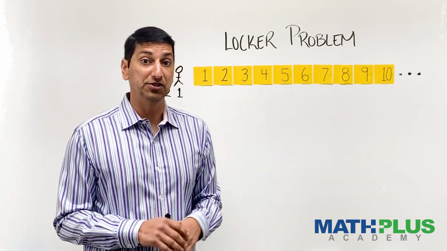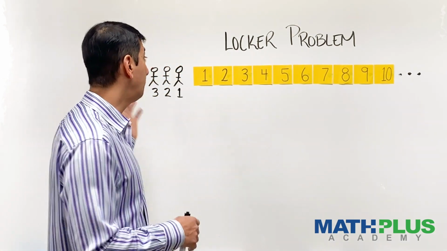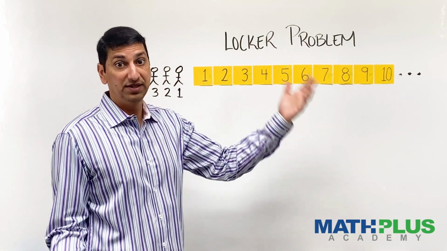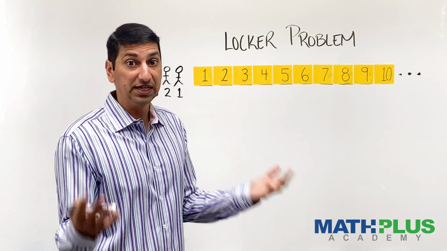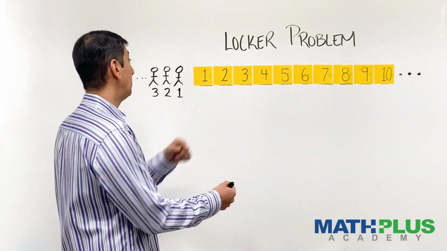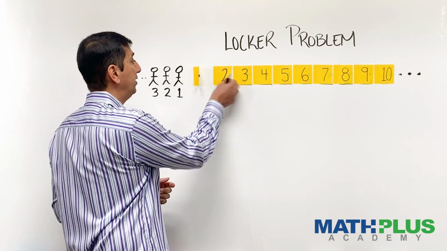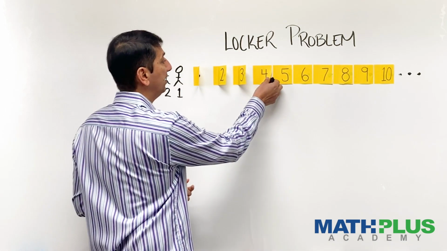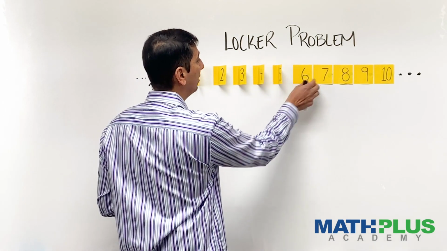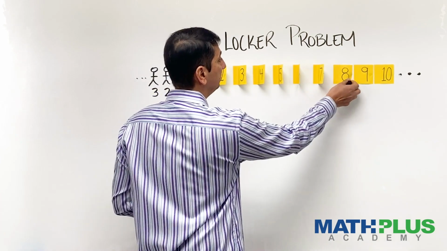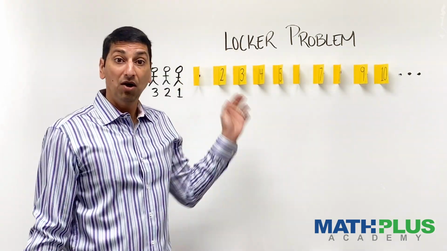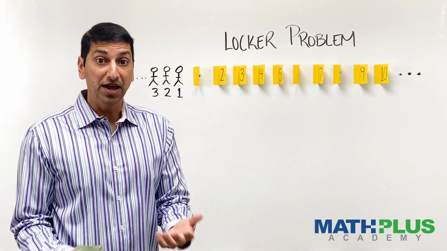And this is what they're going to do. The first person is going to walk by and just open all of the lockers, which are currently closed. So person one is going to open number 1 and number 2 and number 3 and so on until all of our lockers are open. All the way to 100. And then we'll be done with the first person.